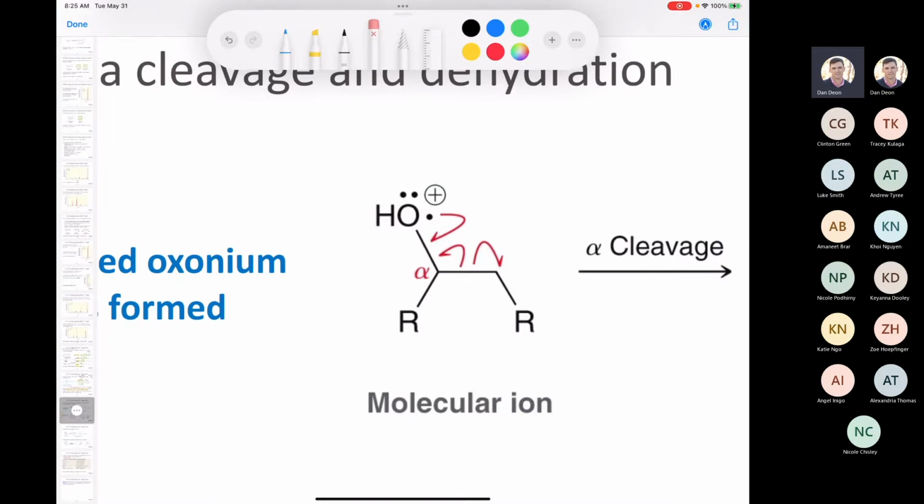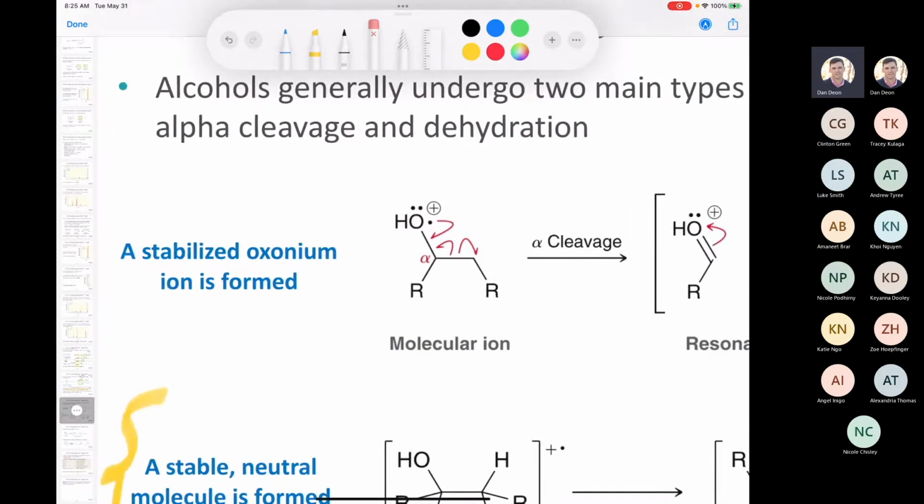Don't stress about it. I'm not going to make you draw them. Here's what you need to know about alpha cleavage of an alcohol. Ready? I'm going to teach it to you very quickly. When you take an alcohol, right?